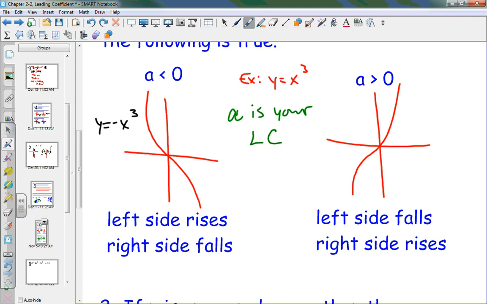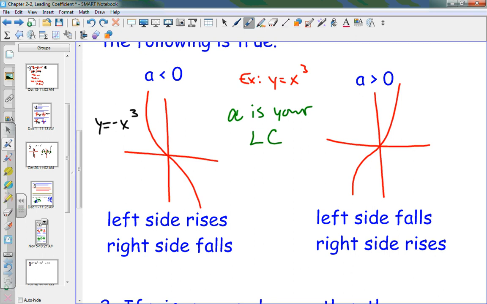Okay? Now, if it is positive, meaning greater than 0, meaning it's not been reflected, then the left-hand side behavior this time is going to fall, and the right-hand side behavior is going to rise. So what am I looking for today? What are the two words? Rise and fall, right? Left and right, rise and fall. You have to be able to determine what's going to happen to that.